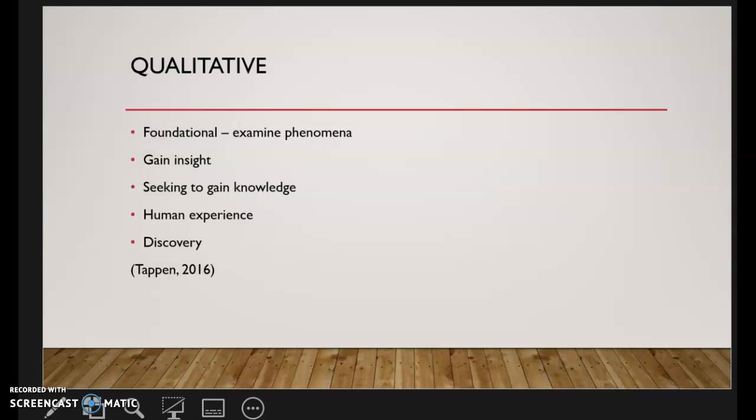So we're looking very broad and really non-linear, because qualitative design isn't necessarily meant to go from point A to point B. It's really to examine a bigger picture, so to speak.